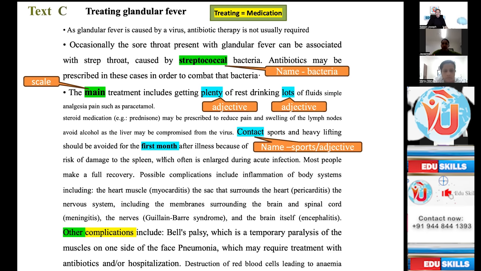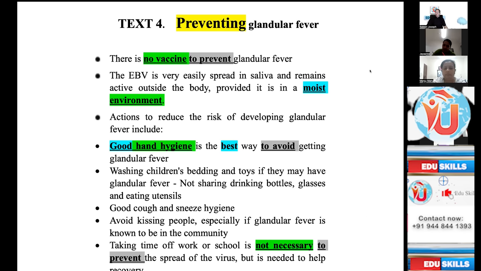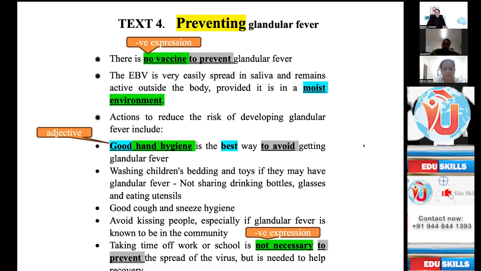Then you have first, a sequential expression, first and the others. Fourth, prevention. So what are the things here? Negative expression, no vaccine. And a negative expression here again, not necessary. And the adjective good.